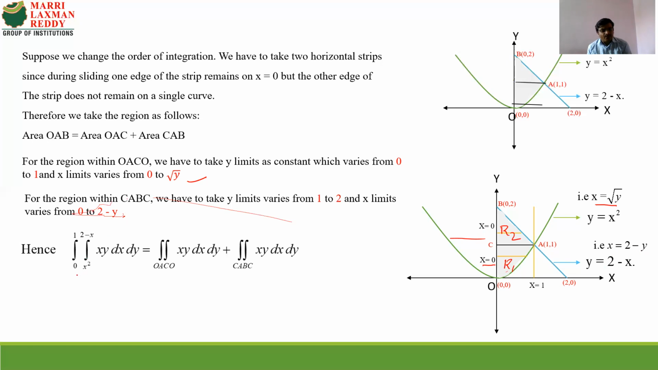Now, this is the given definite integral. We are dividing this integral into two regions. We are taking this double integral over two regions: one is the double integral over OACO, plus the second double integral over the region CABC. Now in this, we'll replace these regions with their limits.